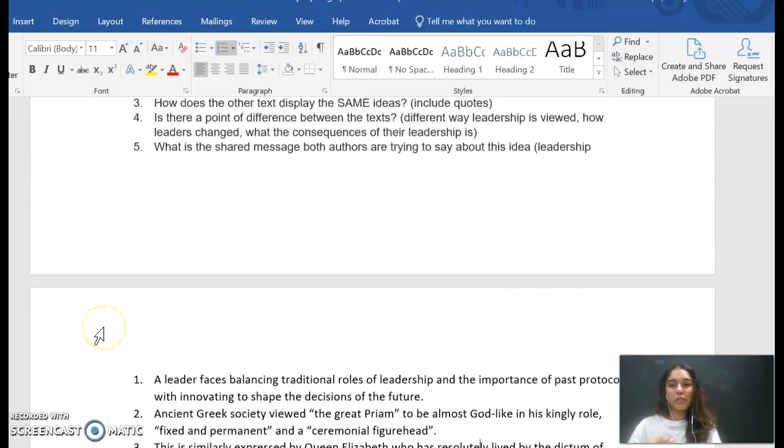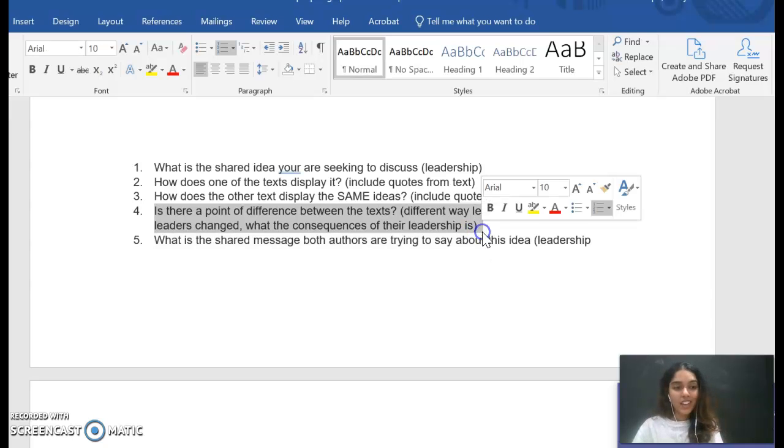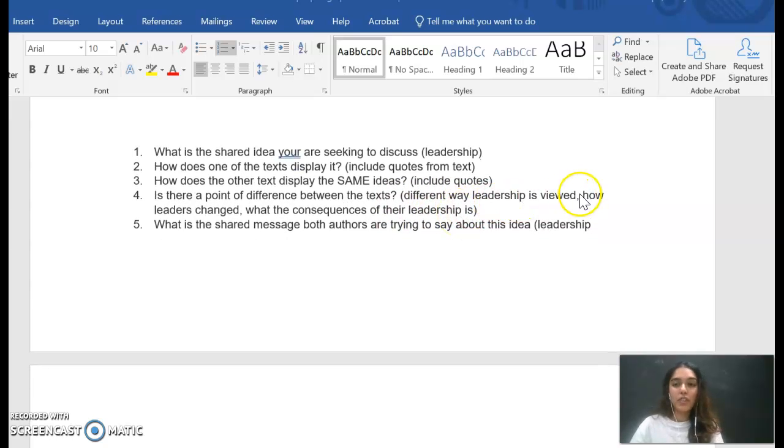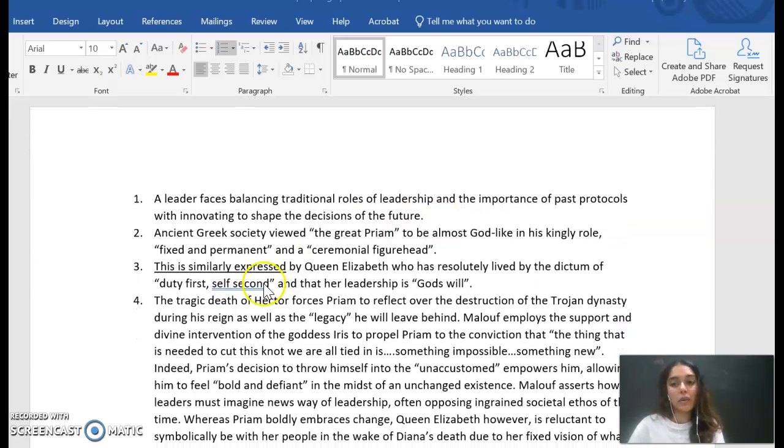Dot point number 4, is there a point of difference? Now that I've highlighted a similarity, and again, this is not prescriptive, there could be so many other similarities. This is just what I've chosen to talk about right now. Is there a point of difference between the texts? A different way leadership is viewed, how leaders changed, what the consequence of their leadership is. So this is the difference I've come up with.